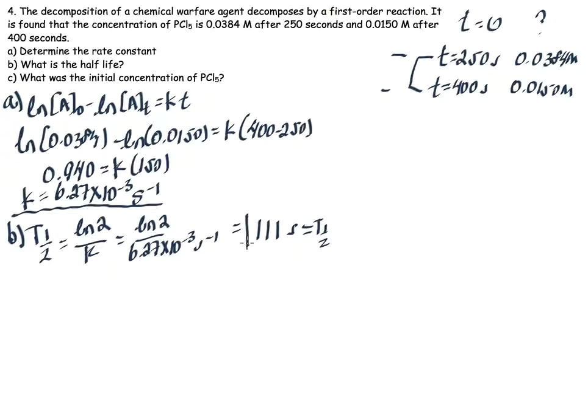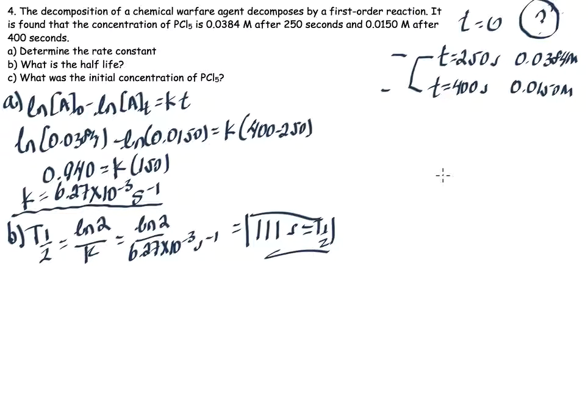Now, we're not going to use that in subsequent calculations. I think it's good practice just to be able to calculate the half-life, right? So 111 seconds for this problem. Now, part C becomes a little tricky because it says, what is the initial concentration of PCl5? So we're actually wanting to know what this initial concentration is right at the beginning of the experiment, not 250 seconds after it started decomposing.